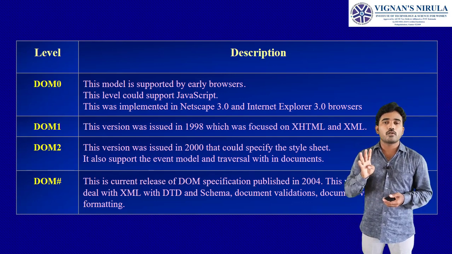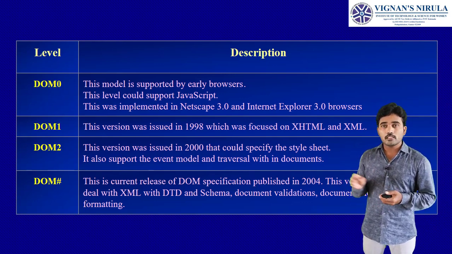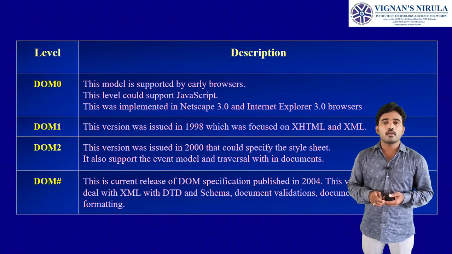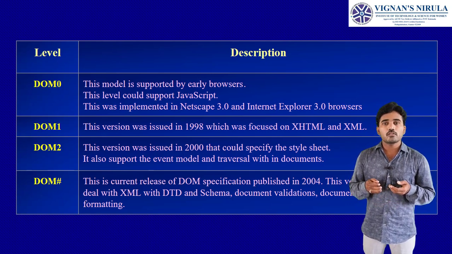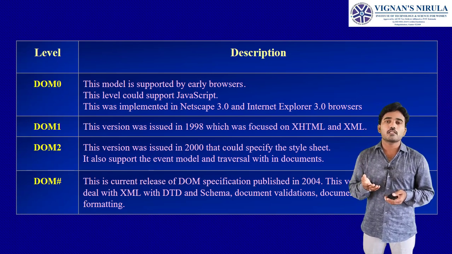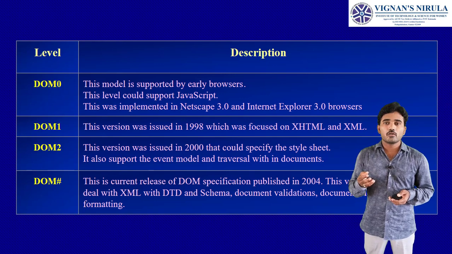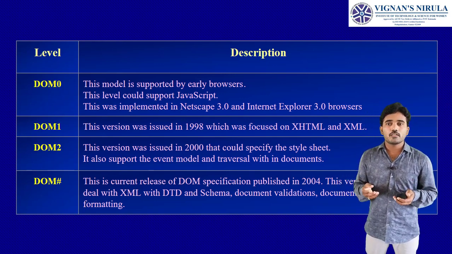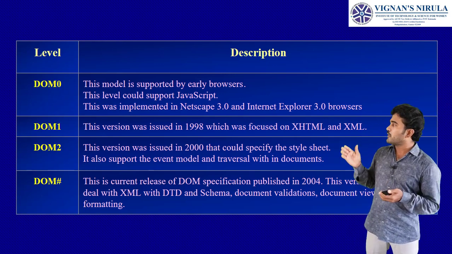There are 4 levels of DOM: DOM 0, DOM 1, 2, and then the last one, DOM 3. So the document object model level 0 is supported by the early browsers. This level could support JavaScript. It is supported by early browsers like Netscape 2.0, as well as implemented in Netscape 3.0, which was focused on XHTML.